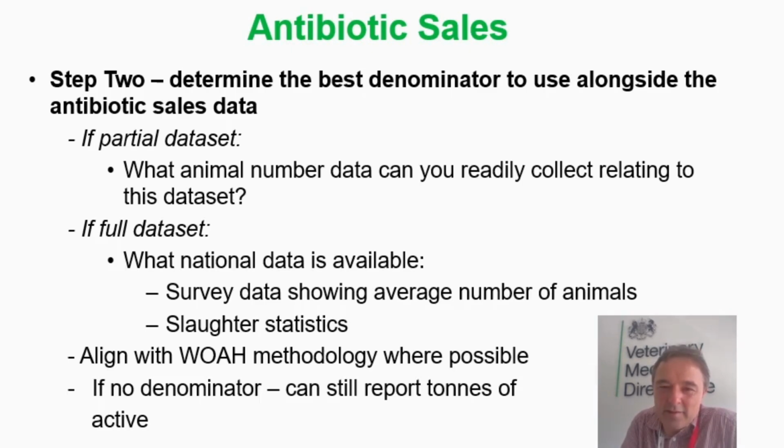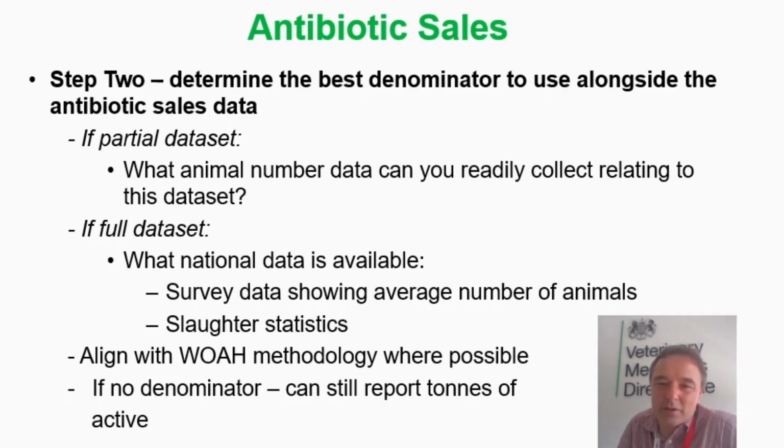Ideally, if the sales data that you collect covers the whole country, that would be ideal, and then you can potentially use your national statistics. So what data have you got available nationally? Maybe you've got some survey data which tells you the number of living animals, maybe like the number of dairy cows, something like that. But you may also have some slaughter statistics, and these can be a really useful way of determining how many animals are reared in the country as well.